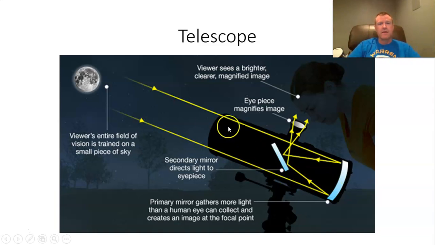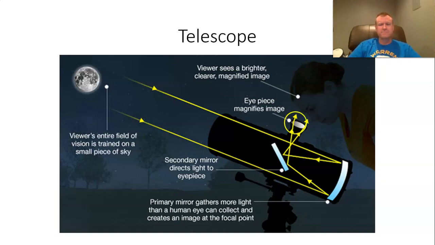So our eyes are not very big. The pupil's not very big. So this allows basically more light to come in. And then that light gets focused here. You've got a mirror that will reflect it to the eyepiece. And then you've got a converging lens here, basically a magnifying glass that magnifies that image. So that's one way a telescope works.